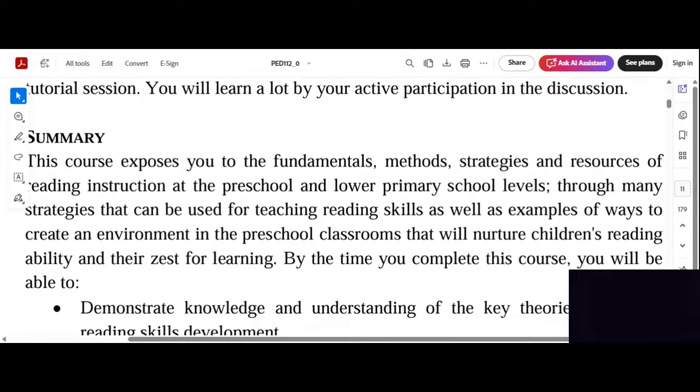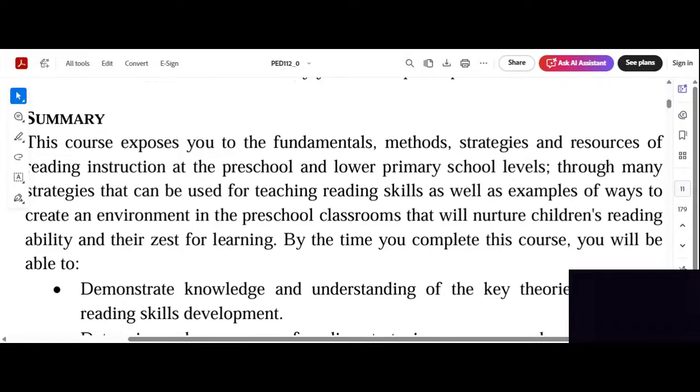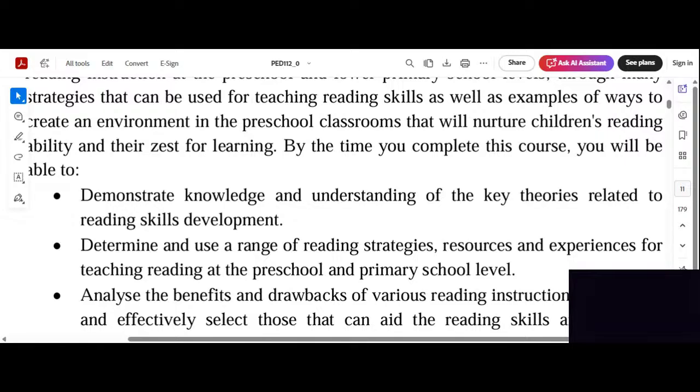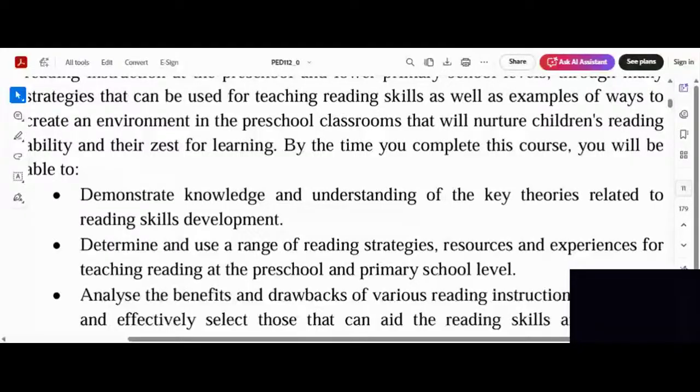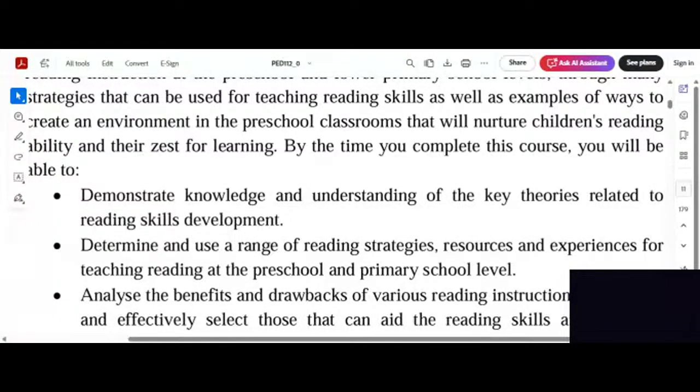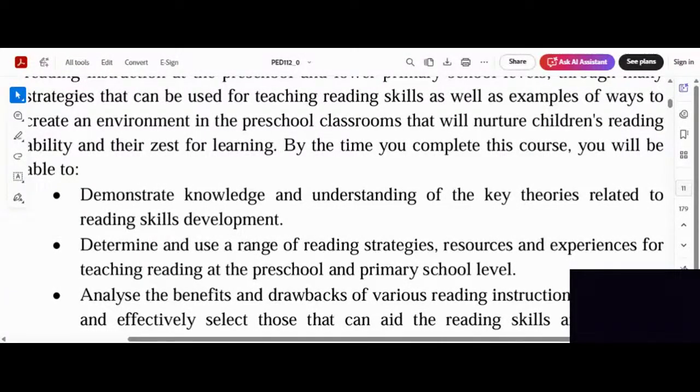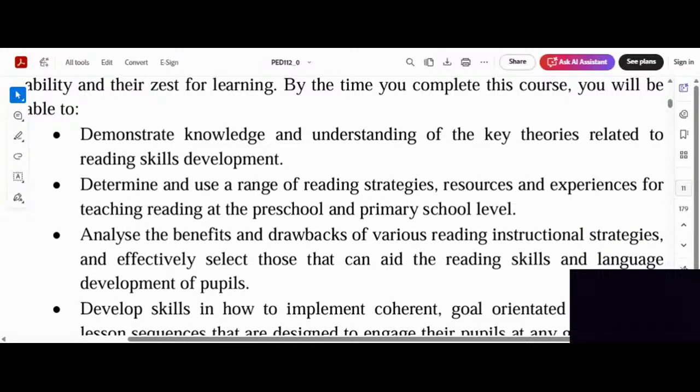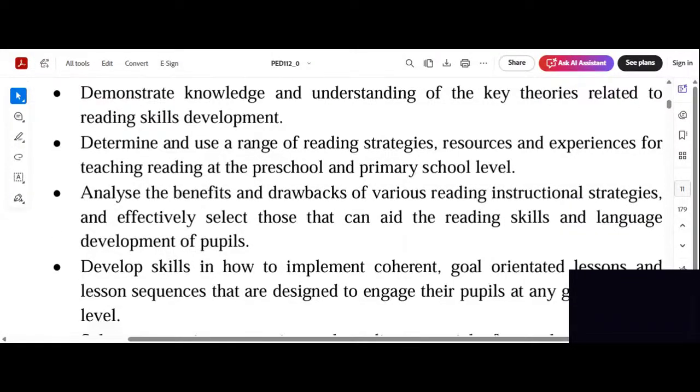Now, by the time you complete this course, what are the things you'll be able to do? The general aim of the course, the overall aim, the long-term vision of the course. One is that you'll be able to demonstrate knowledge and understanding of the key theories related to reading skills development. So there are theories that have been formulated on reading as they relate to early childhood, that is preschool or primary school children. Then we'll also be able to determine and use a range of reading strategies, resources, and experiences for teaching reading at preschool and primary school level.